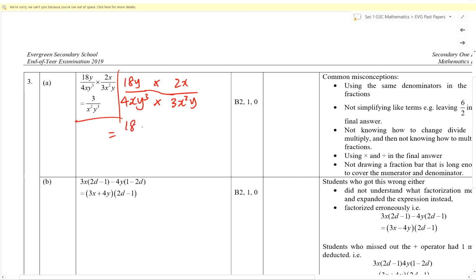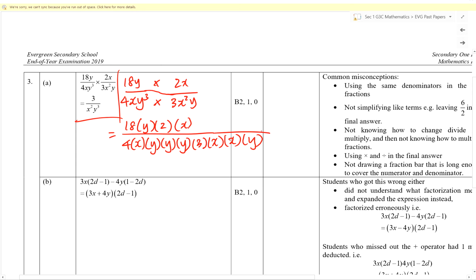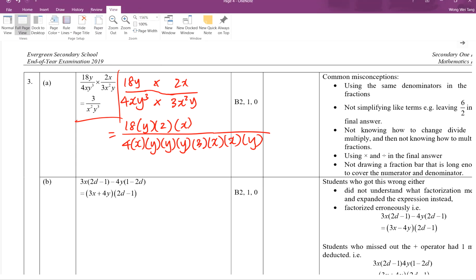So we've got 18 times y times 2 times x. Now see, all these times and x, if your multiply looks like x, it will confuse you. So one way we can avoid that will be 18 multiplied by y multiplied by 2 multiplied by x divided by 4 multiplied by x. Now instead of writing y cubed, you can write down y, y, and y. Then next multiply by 3, x, x, and y. So here it makes things easier for us to cancel.